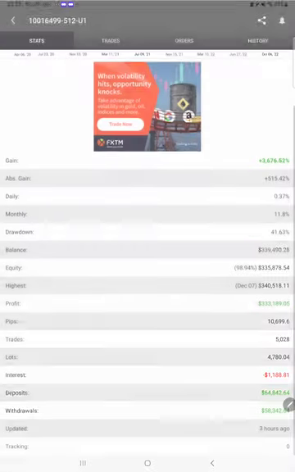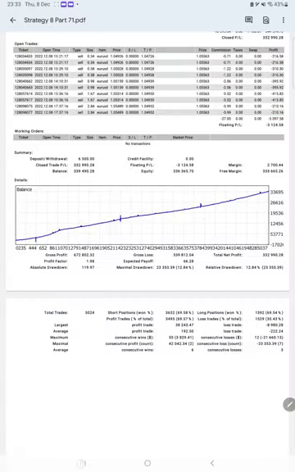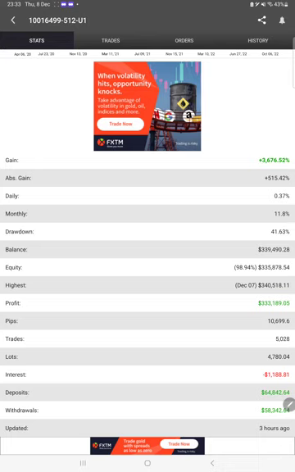And then here is my Fxbook, the statement, and here is my Fxbook, the same strategy, the details you can see on my Fxbook page. This much return, 3676.52 gain, absolute gain is 515.42, daily 0.37% and monthly 11.8%. The balance $339,490, and how much profit we made, total profit, and how much withdrawal we made, all the details.